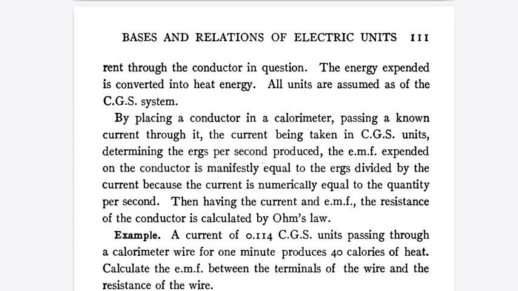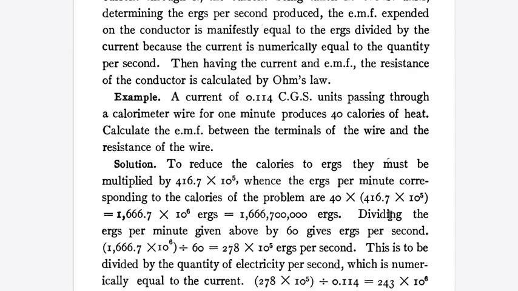Example: a current of 0.114 units passing through a calorimeter wire for 1 minute produces 40 calories of heat. Calculate the EMF between the terminals of the wire and the resistance of the wire. Solution. To reduce the calories to ergs, they must be multiplied by 4.167 times 10 to the seventh, whence the ergs per minute corresponding to the calories of the problem are 40 times 416.7 times 10 to the fifth, which equals 1,666.7 times 10 to the sixth ergs, or 1,666,700,000 ergs. Dividing the ergs per minute by 60 gives ergs per second.